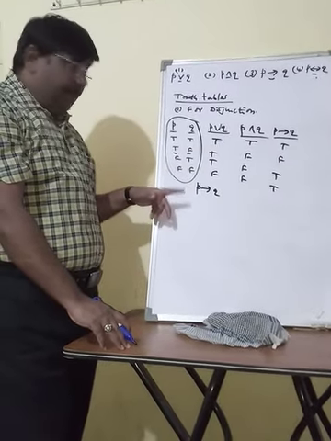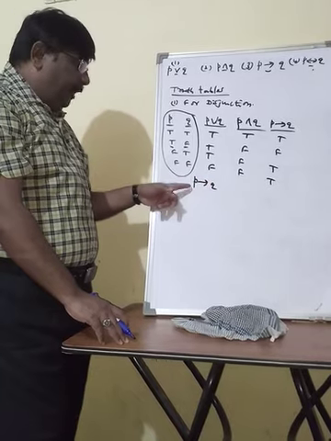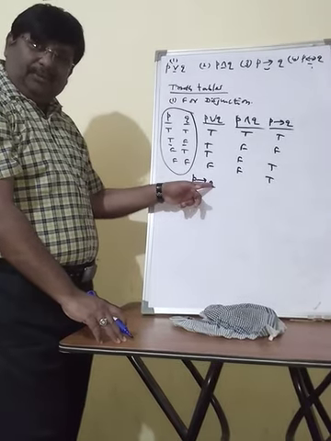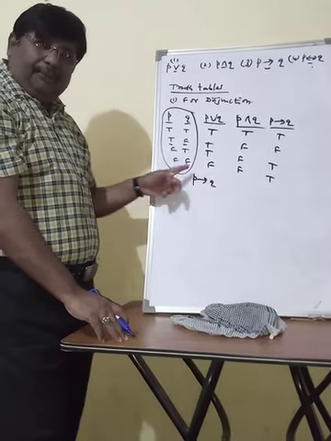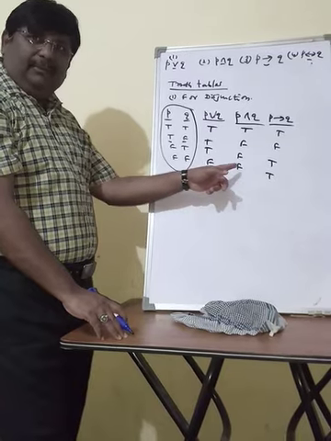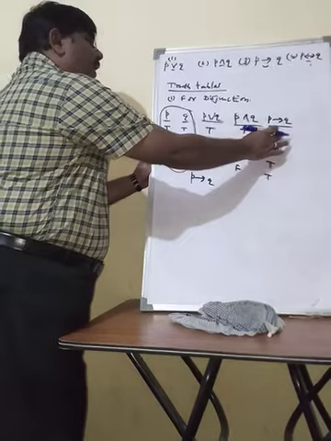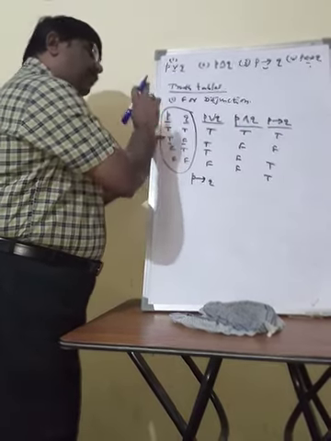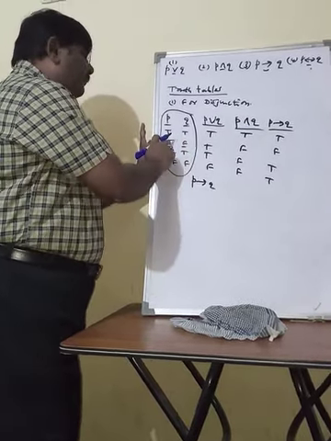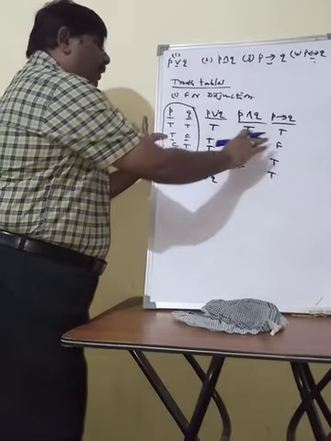If P is happening, Q should happen. If P is true, Q is also true, then only it is true. If P is true and Q is false, it is false. And in the remaining cases, it is true. If both of them are true, the conditional is true. Conditional is false only when P is true and Q is false.